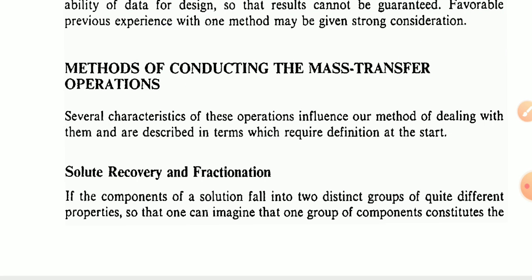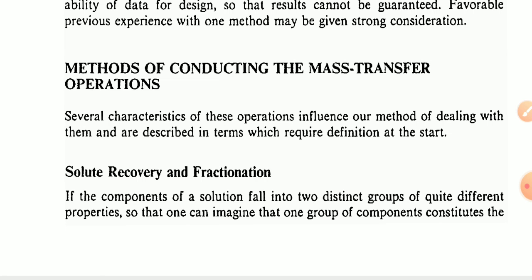Several characteristics of this operation influence our method of dealing with it, and they are described in terms which require definition at the start. Now, some points regarding a mass transfer operation. Now the solute recovery and fractionation basis: a compound of a solution, with some fractionation of this composition on the basis of different properties. We will look at the solute recovery and fractionation basis in detail.